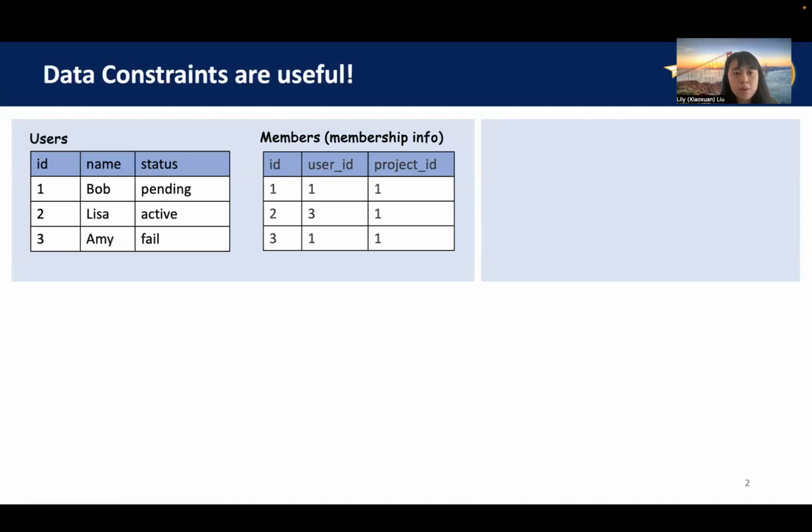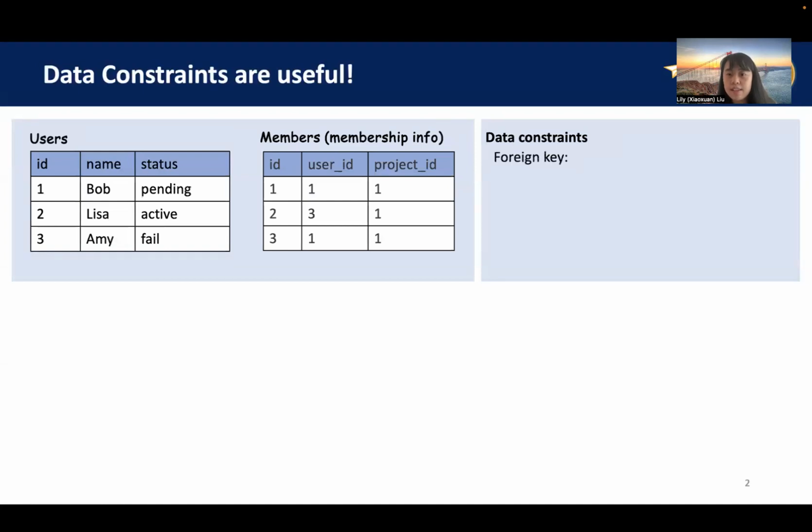Suppose we have two tables. The first is the users table, which defines the user information. The other is the members table, which defines the membership information. For example, a user can participate in one or multiple projects, and a project can also have multiple participants.